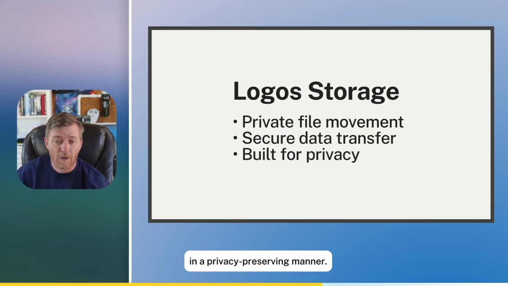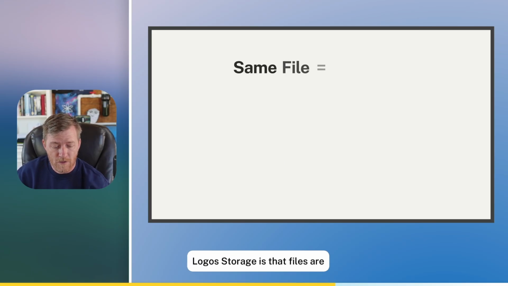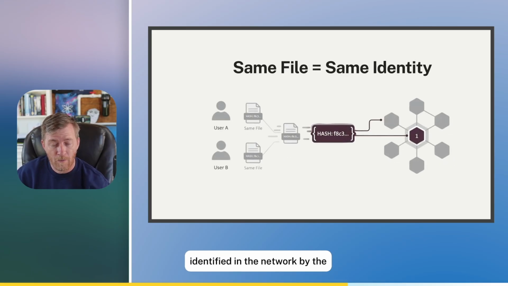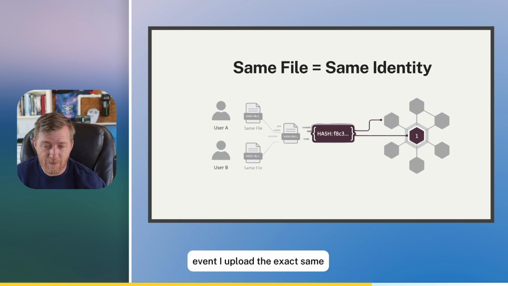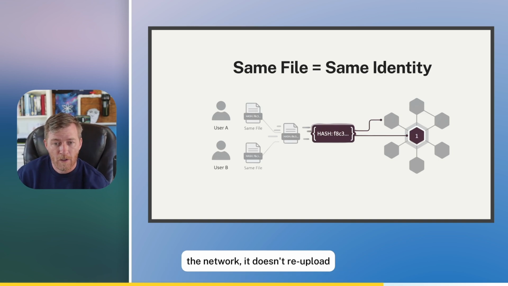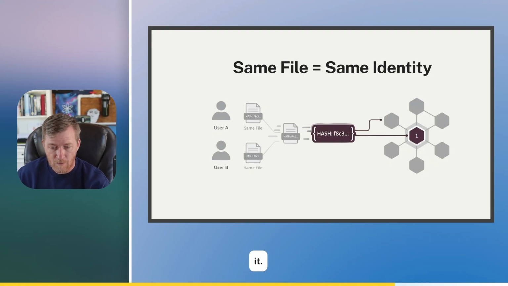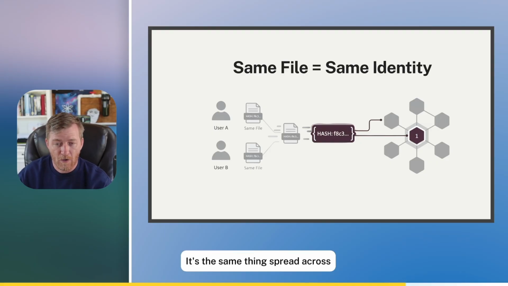So the idea of Logos storage is to have this place where you can move files around in a privacy preserving manner. One of the key properties of Logos storage is that files are identified in the network by the content themselves, meaning that in the event I upload the exact same file that someone else has to the network, it doesn't re-upload it. It's the same thing spread across the network more. So you never have redundancy in the network if anything is the same.